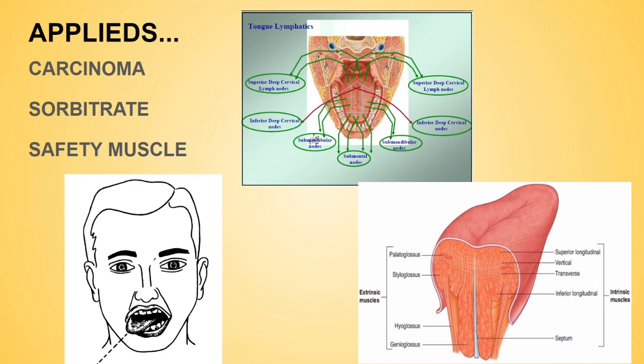The next is sorbitrate. Sorbitrate is taken sublingually for immediate relief from angina pectoris. It is absorbed fast because of the rich blood supply of the tongue and bypassing of the portal circulation.